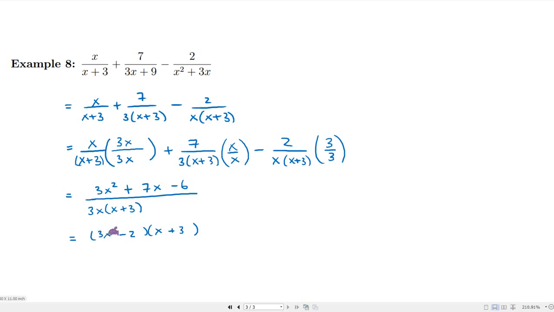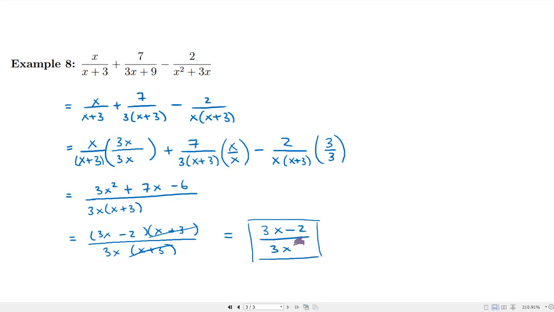So 3x times x gives us 3x squared. Then we'll have a 9x minus 2x, which gives us positive 7x. And the last multiplication will give us the -6. So that looks correct, divided by 3x times (x + 3). And at this point, do we have any reduction? Yes, we do. We're left with (3x - 2) over 3x. Okay? And this is a sufficient answer here.